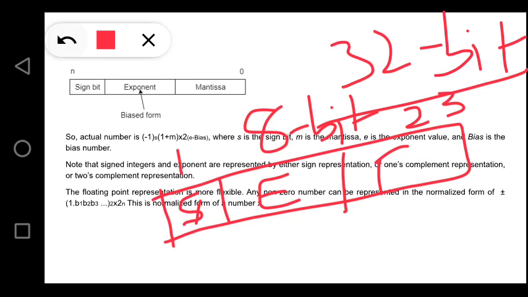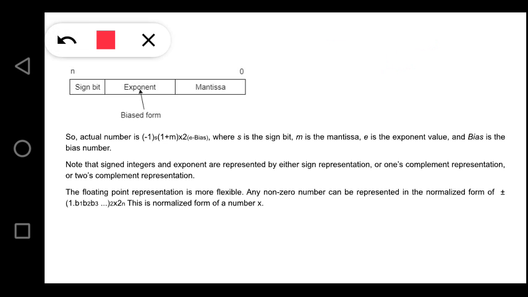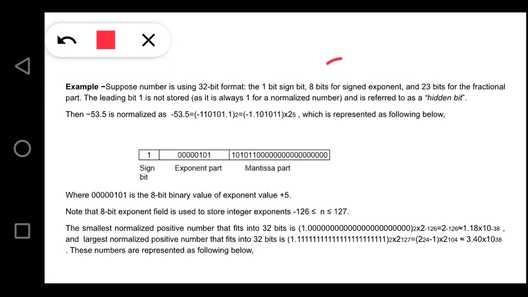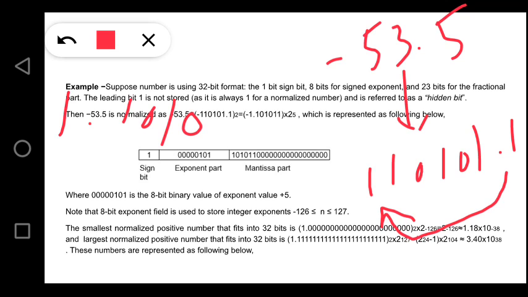Let's take a simple example that is given here. The number is minus 53.5. When it comes to its representation, the binary value of 53 is 110101 and the fractional part is .1. So as I said earlier, you have to bring this binary point to here. So you have to make it 1.101011.